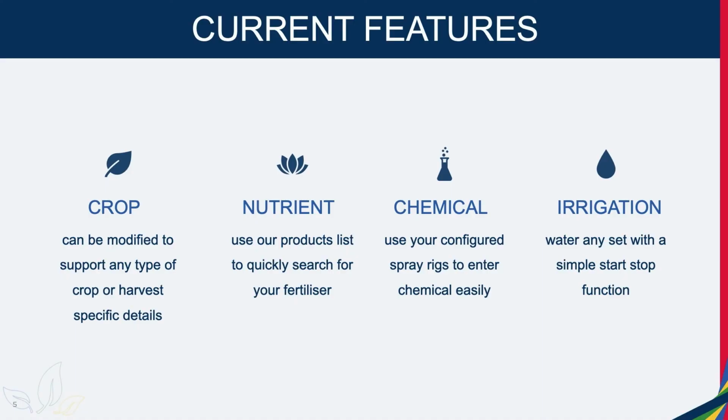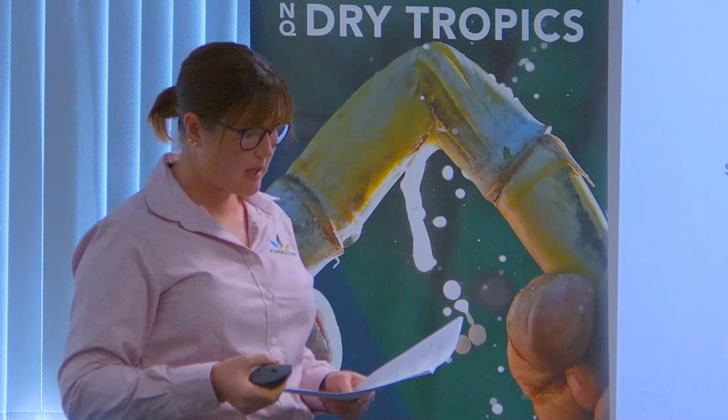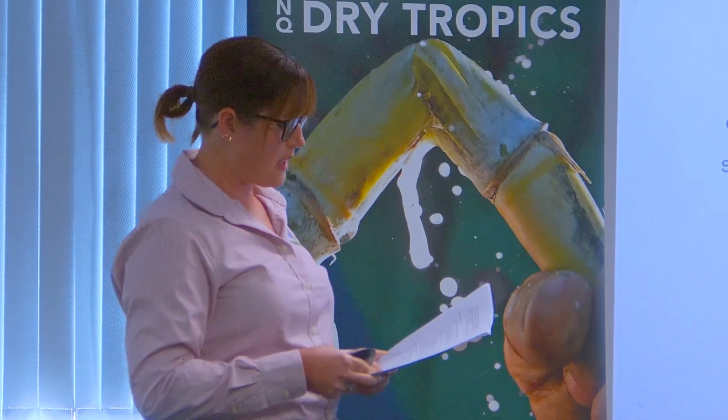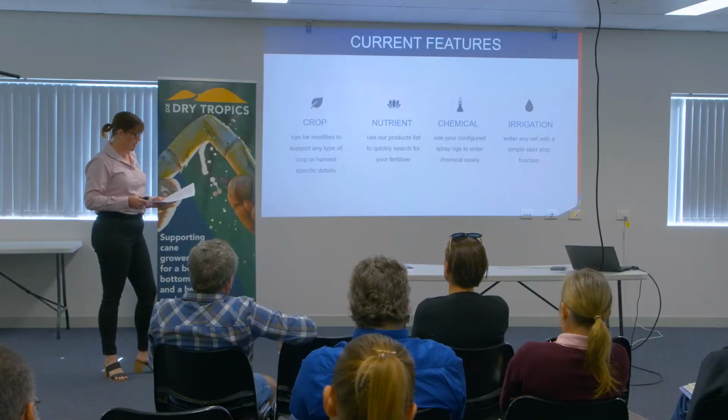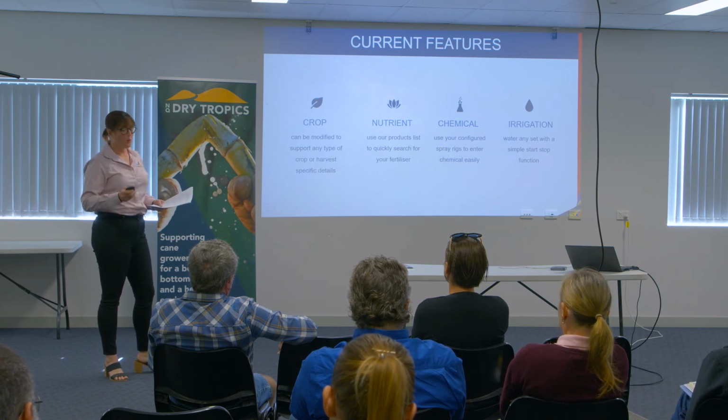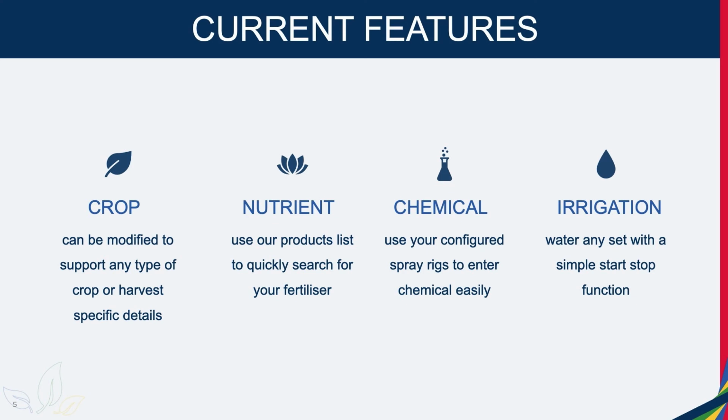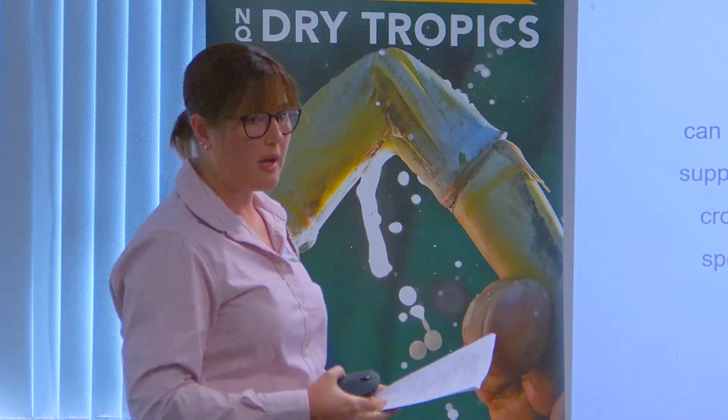So current features. The crop can be modified to support any type of crop or harvest specific data. So again, we've already configured sugarcane, legumes and bananas, but we can add things like grazing, fodder, grain, basically whatever you want to grow, we can add that into the app basically on request. We are working towards it, but we figured we'd cover what the Burdekin and Mackay regions grow at the moment.